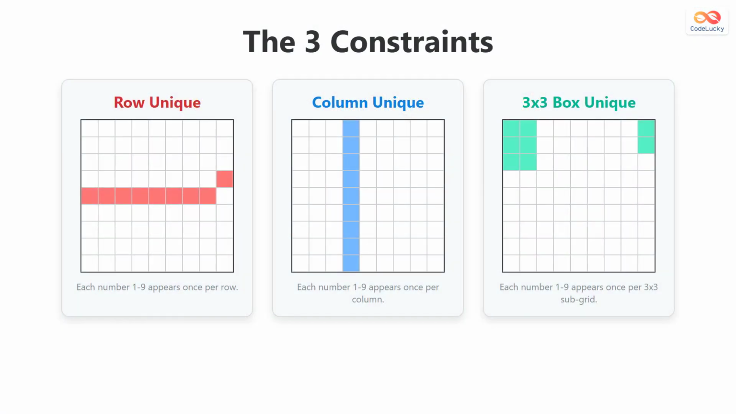To solve Sudoku programmatically, we must strictly respect 3 constraints. A number is valid only if it does not already exist in the current row, the current column, and the current 3 by 3 box. If any of these rules are violated, we cannot place that number.